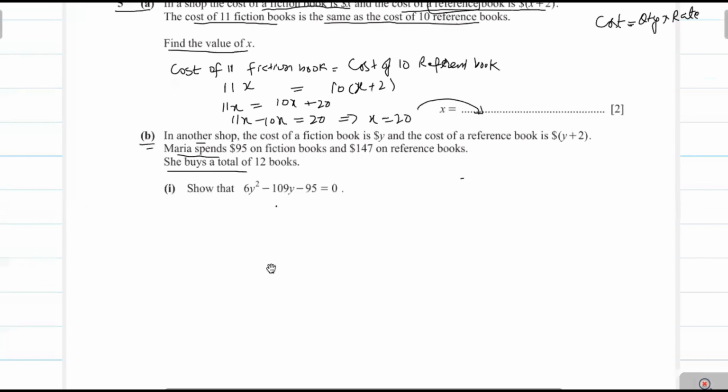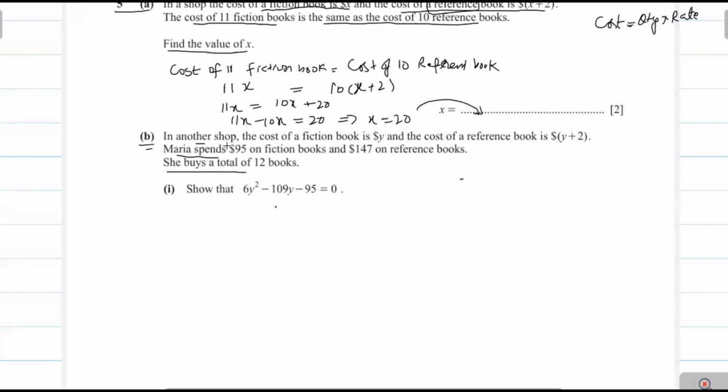Next is part B. In another shop, the cost of a fiction book is $Y. The cost of a reference book is Y plus $2. Maria spent $95 on fiction books and $147 on reference books. Now you see here, the total number of books is 12. Now we have to prove that 6y square minus 109y equals 95.